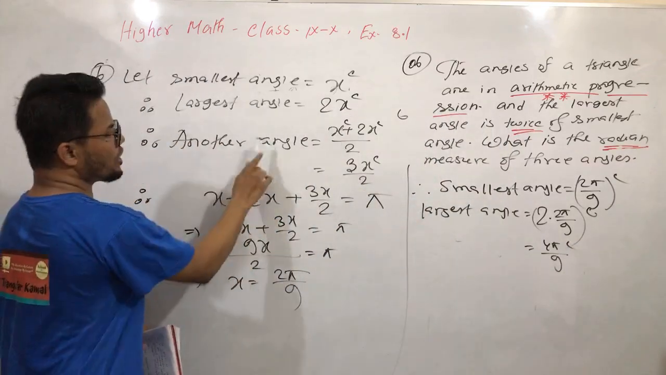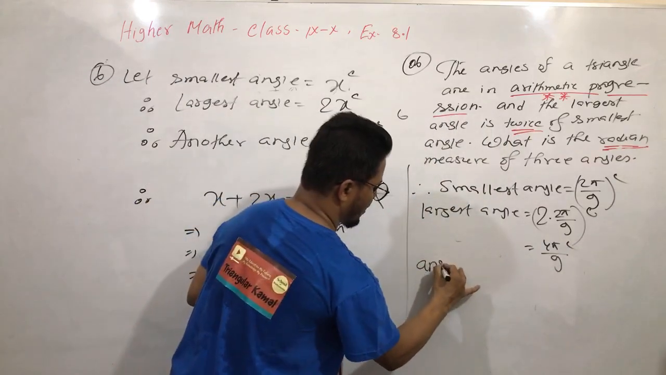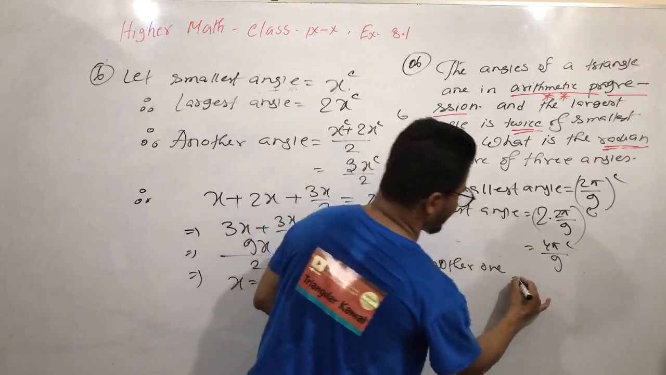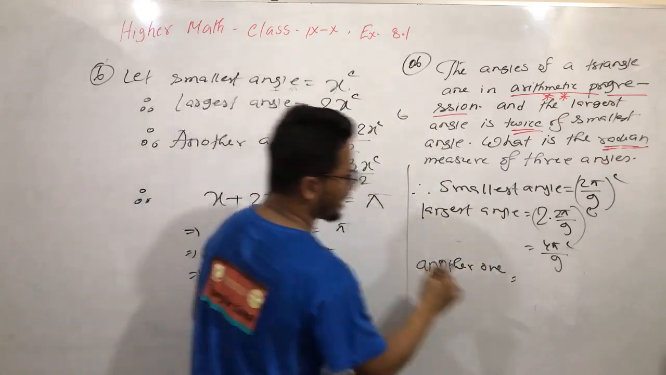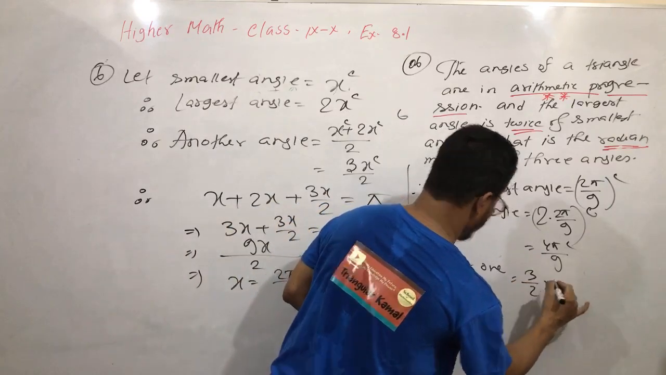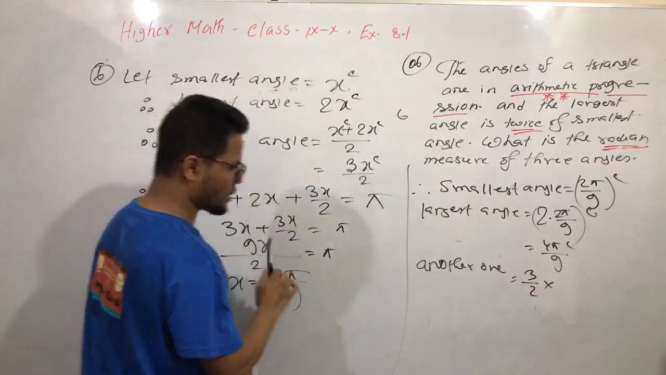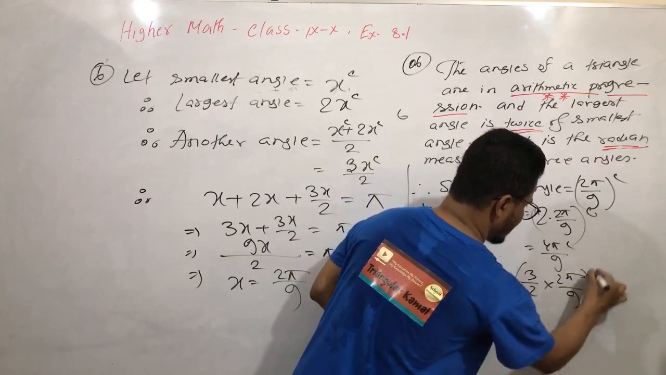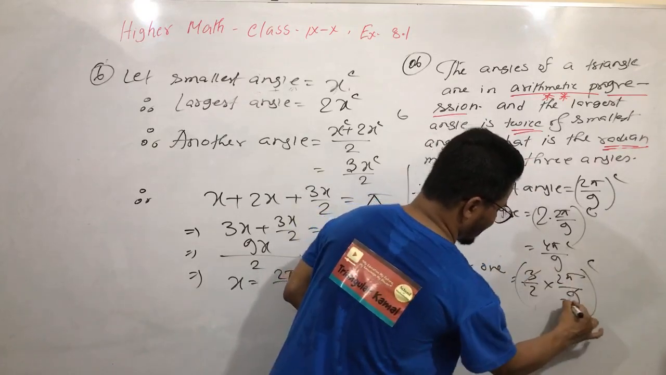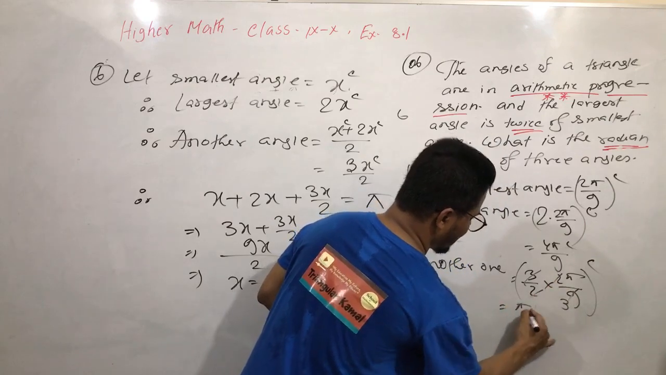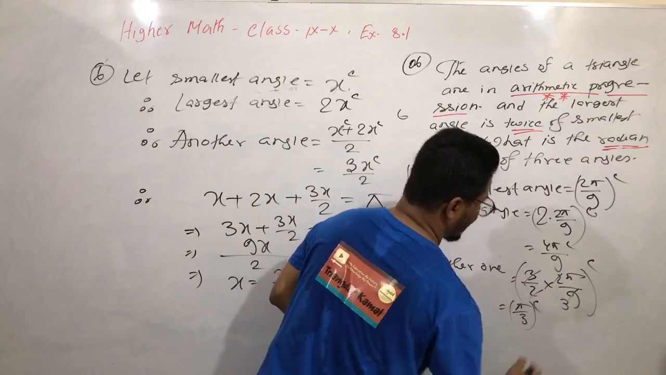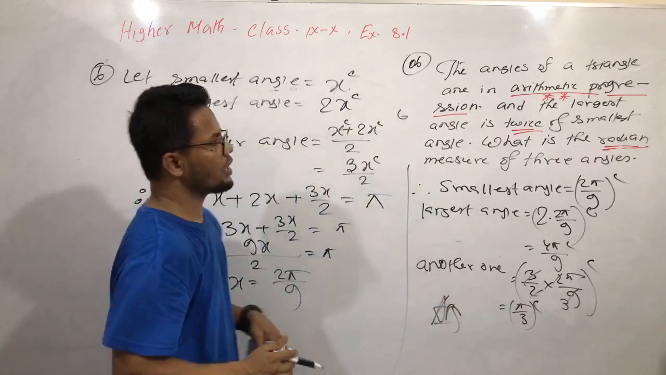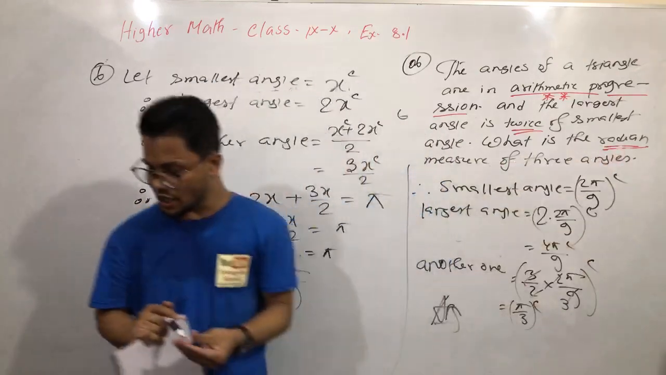And the next one, another angle will be 3 by 2 times of x, 3 by 2 into the value of x, 2pi by 9, and this is c. Just do simple calculation, 3, and that is pi by 3^c, and these 3 are the answer. So in radian system, and this is our final maths.